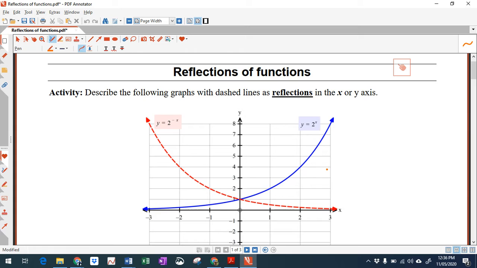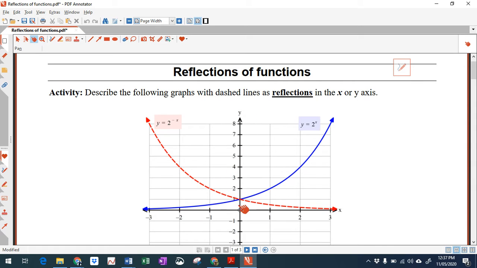Okay, we've got to describe the following graphs with dashed lines of the reflections in the x and y axes. So let's have a look at the blue graph there. And we're going to compare the red graph with the dashed lines to the blue graph. Now, hopefully you can see that the red graph is a reflection of the blue graph in which axis?